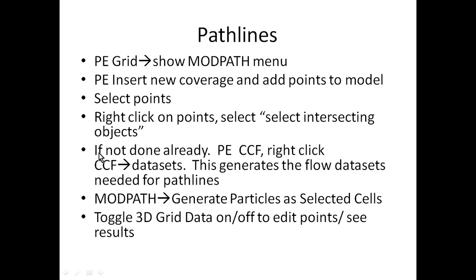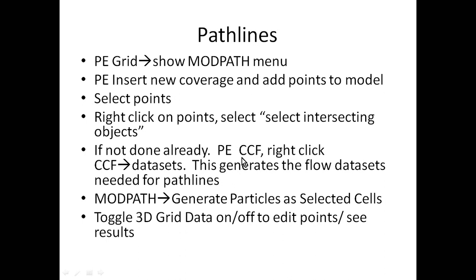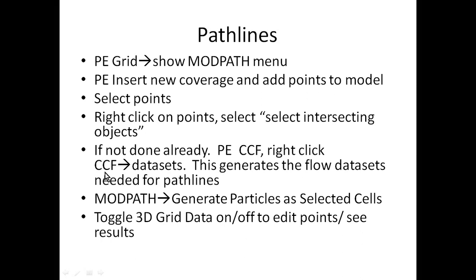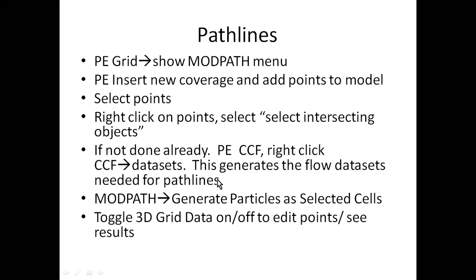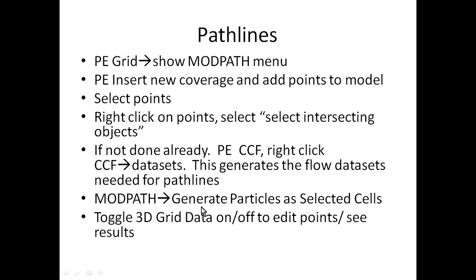And what you may need to do, if it's not all done already, is go to the Project Explorer, and there'll be something called CCF. This is cell-by-cell flow. Right-click on this, and you'll have Cell-by-Cell Flow to Data Sets. Click on that. That generates the data sets for flows in the different directions. And that's what ModPath will use to generate the path lines.